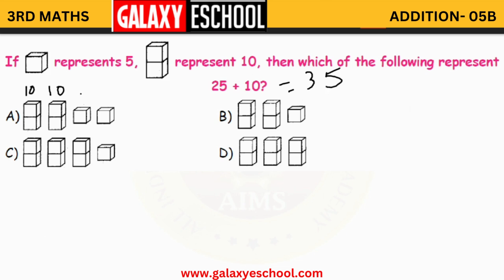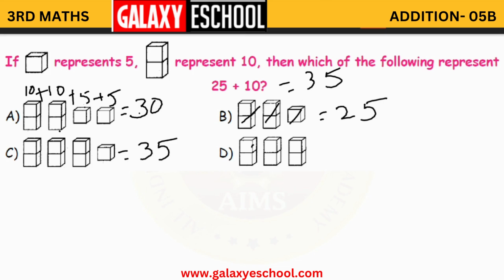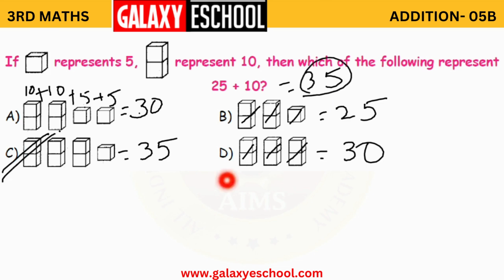Here the values are 10, 10, 5, 5. 10 plus 10, 20. 20 plus 5, 25. And 25 plus 10 is equal to 30. Now option A is 30. This is 10 plus 10, 20. 20 plus 5, 25. This is what we got, 35. And option D is 10 plus 10 plus 10, 30. Now which of the given options is equal to 35? Option C. So the correct answer is option C, 35. Understood, children? Yes. Option C, 35 represents 25 plus 10.